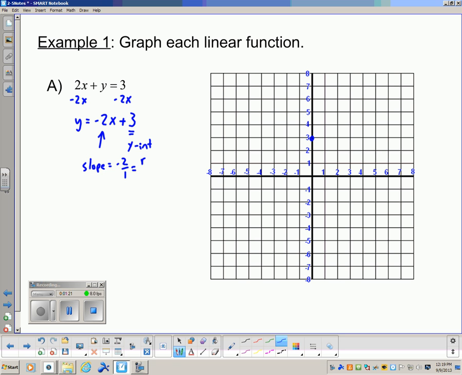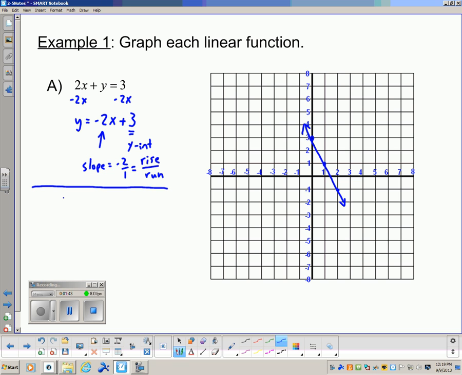So if you remember, that's my rise over my run. So from that y-intercept, I'm going to come down 2 and over 1. Come down 2 and over 1. And I'm going to connect those points. And there it is graphed out. So if you want, you can go ahead and put it in y equals mx plus b form.